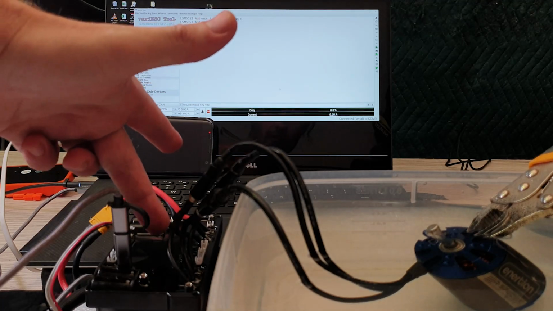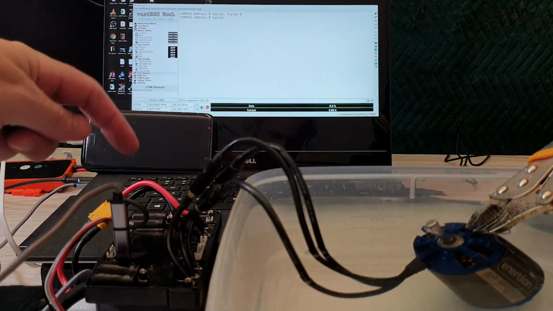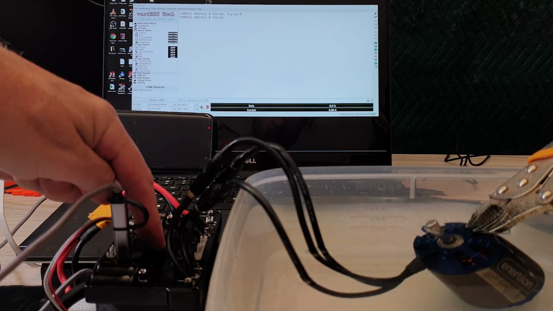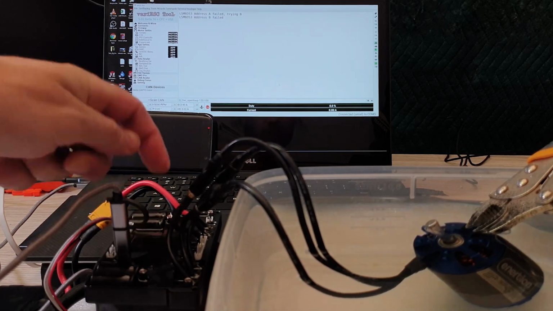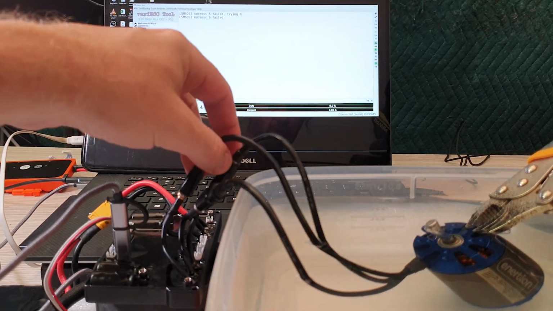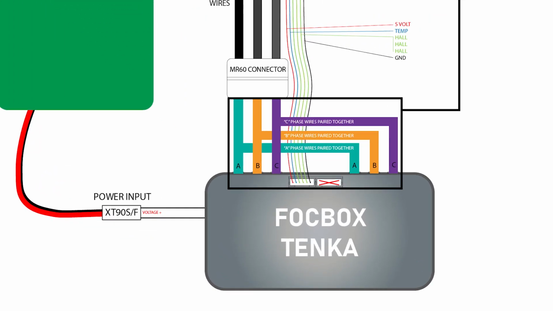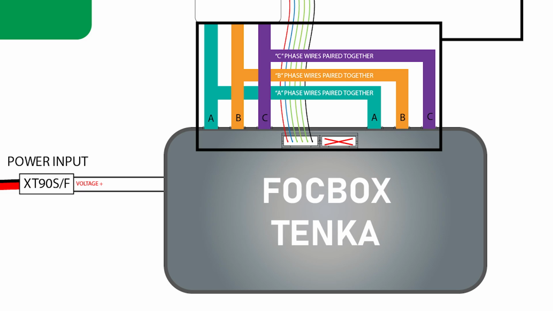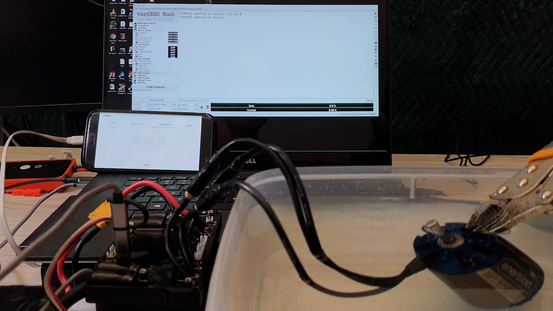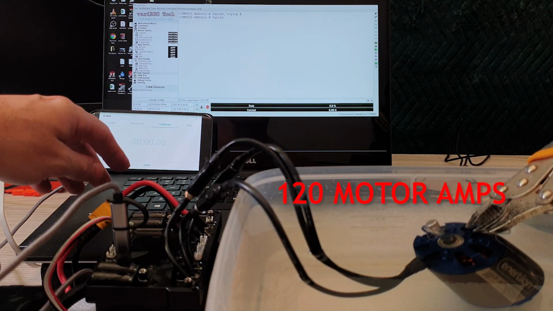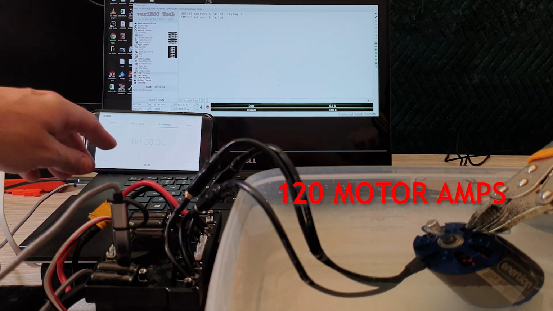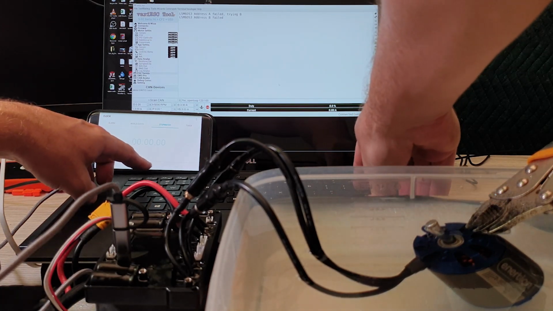We have the FOCBOX TENKA here with the super single firmware on it. Both channels are running into a single motor, the 6374 in the bath there. And we're going to run the FOC open loop at 120 amps. And one, two, three, go.